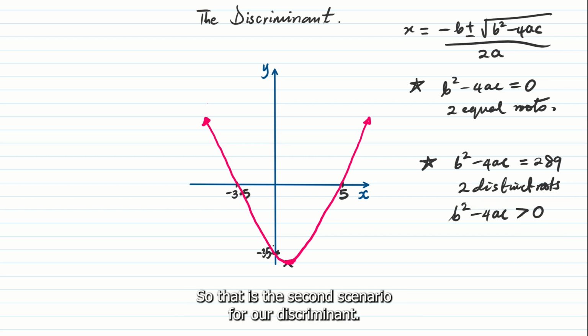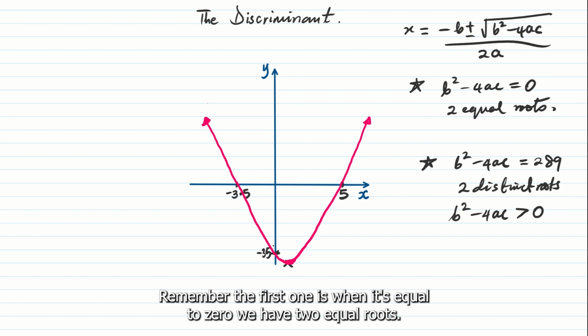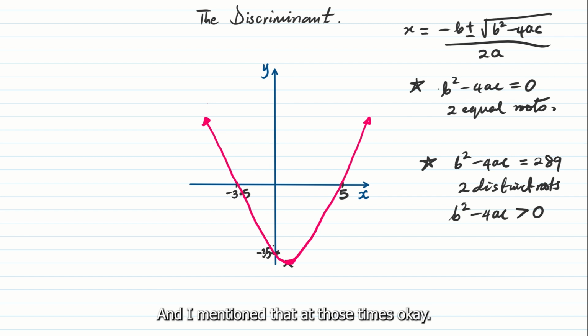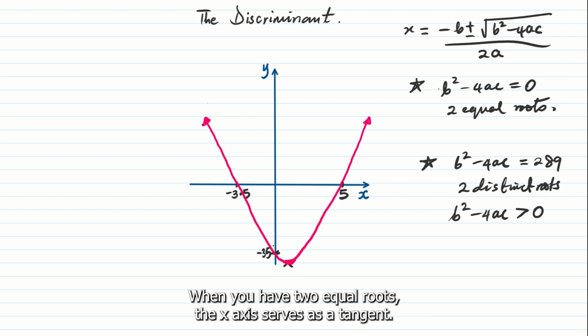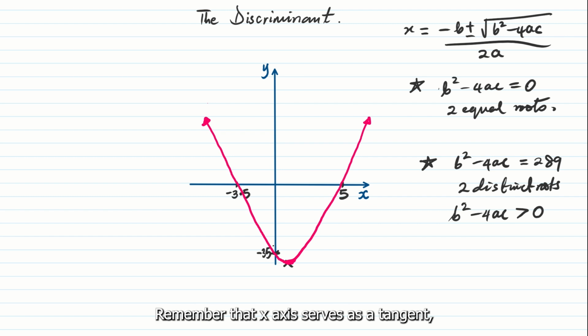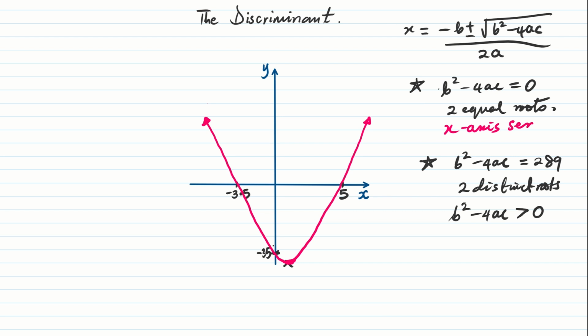So that is the second scenario for our discriminant. Remember, the first one is when it's equal to 0, we have two equal roots. And I mentioned that at those times, when you have two equal roots, the x-axis serves as a tangent. Remember that. The x-axis serves as a tangent to the curve.